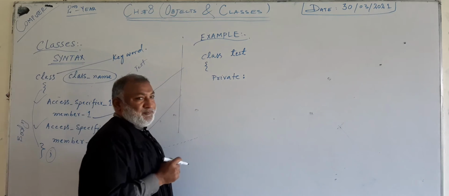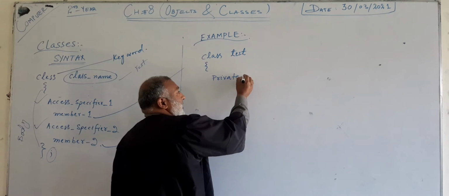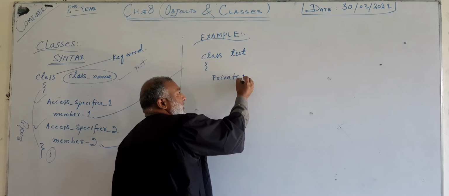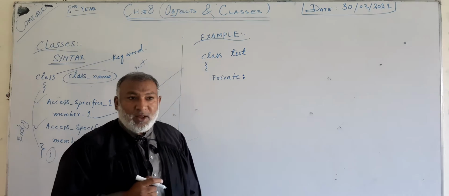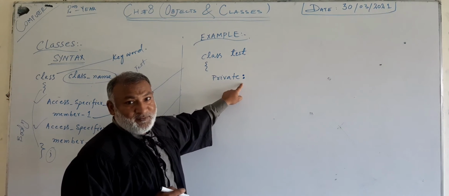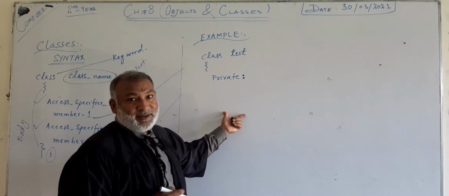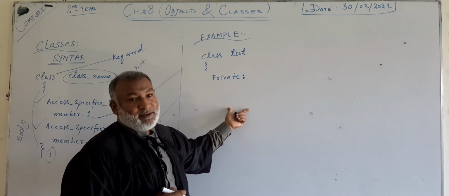What is private? As discussed earlier, it is an access specifier. And there is a colon sign, which we call full colon. The colon sign indicates that it is an access specifier. Now whatever you write below the private access specifier will be treated as private.